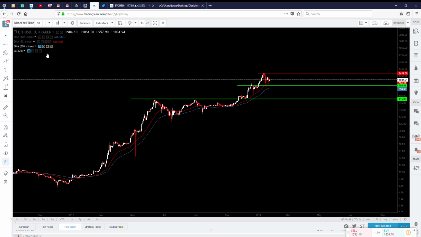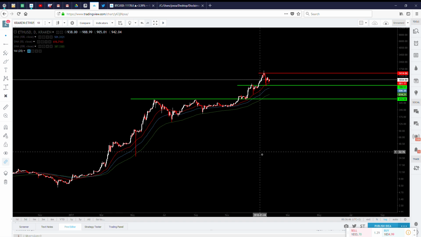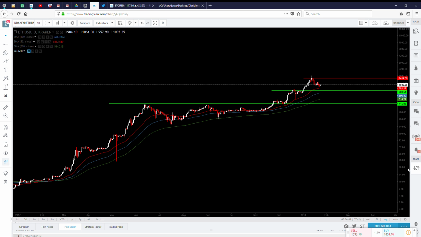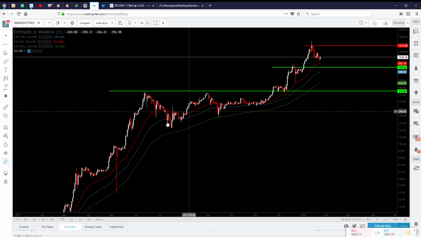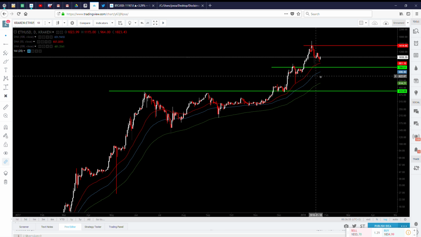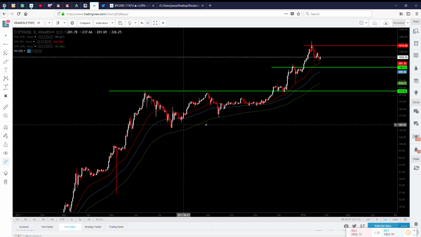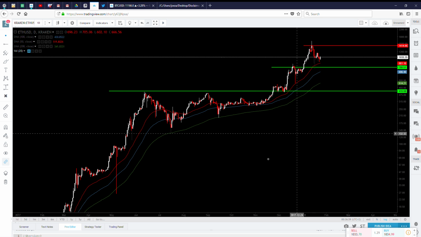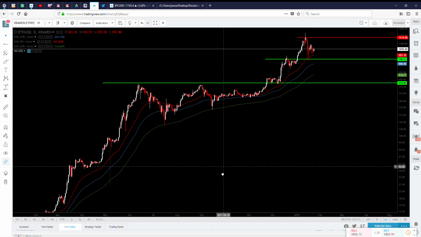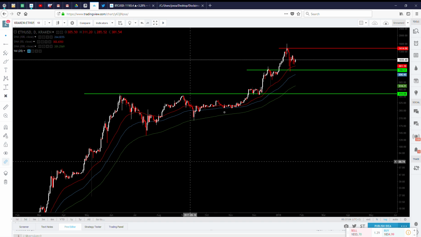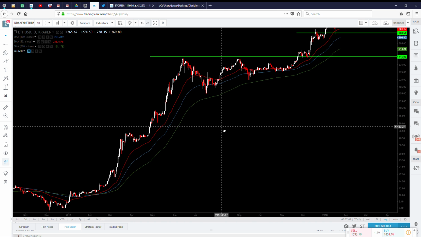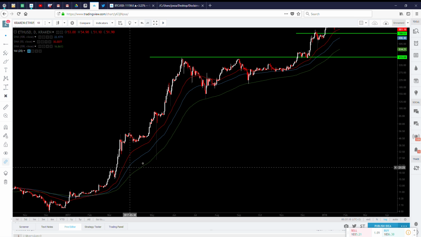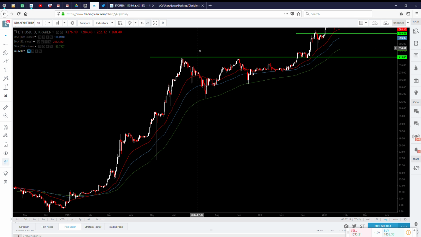So let me just get the 50 on and the 200 on. Now the way that I use them, guys, the 50 I use as my short-term trend, the 100 I use as my medium-term trend, and the 200 I use as my long-term trend. What I like doing is throwing scenarios around. So when we're above the 50, above the 100, and above the 200, we're super bullish, right?